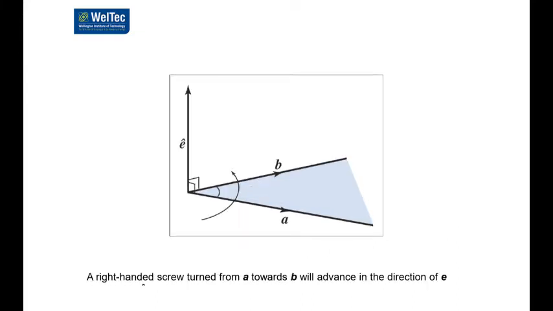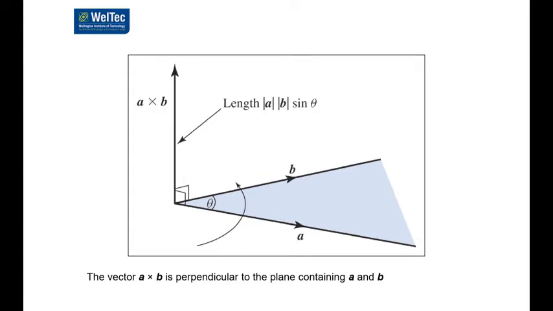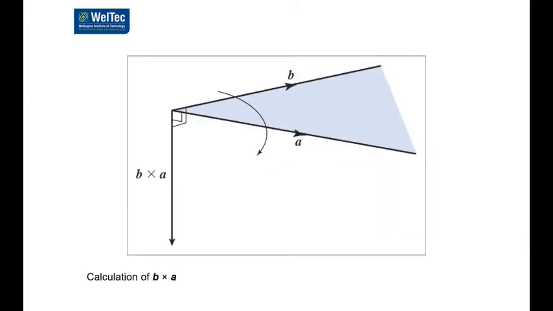So just repeating again that the cross product of A and B is the length of A times the length of B times the sine of the angle in between times the unit vector in the direction of e. And it's the idea of a right-handed screw. So the situation that we've got is that the cross product is perpendicular to the plane containing A and B. As I said before, direction clearly matters.